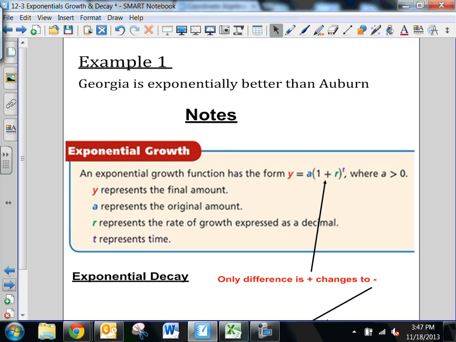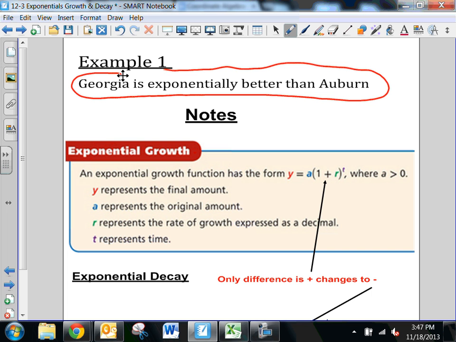Okay, here's the first example. Make sure that you write this down and star it. Keep it in your notes.